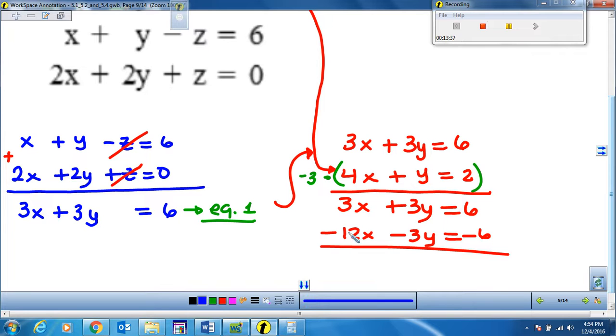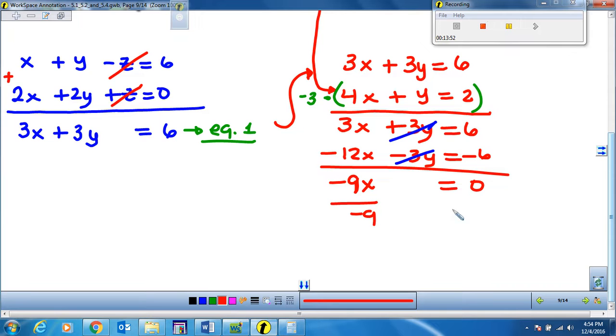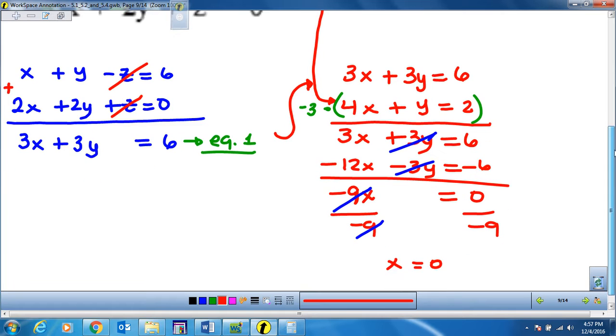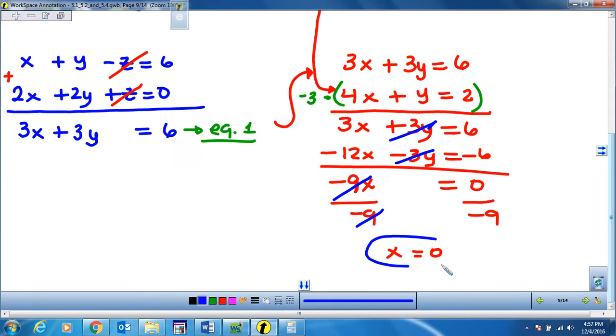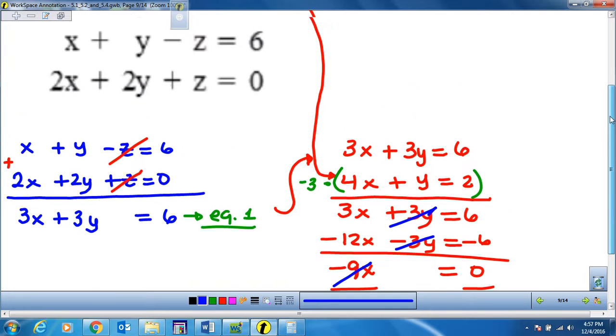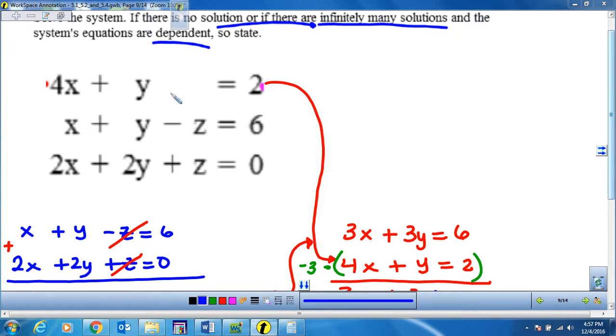So 3x minus 12x is going to be negative 9x. These two are going to cancel, equals 0. Divide by negative 9. So x is equal to 0. And so now that you have x equals 0, you can use this in either equation 1, or it can be the original first equation. You can plug it in to find y.